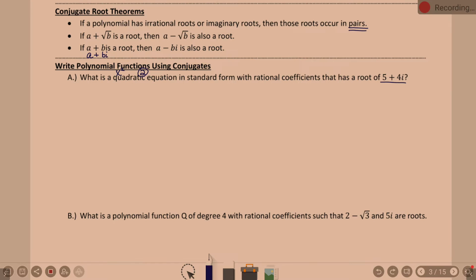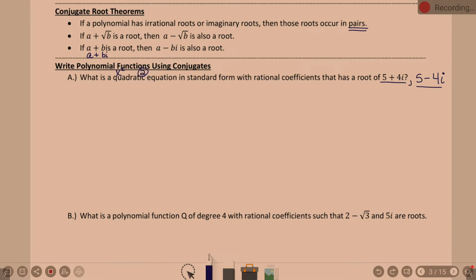What did I just talk about? If 5 plus 4i is a root, then also 5 minus 4i is a root. So, you have to watch. If they give you imaginaries or radicals down the next problem, you have to make sure you have the pair there. They like to give you one and not tell you what the other is. They assume you're going to be like, oh, hey, imaginary, irrational.